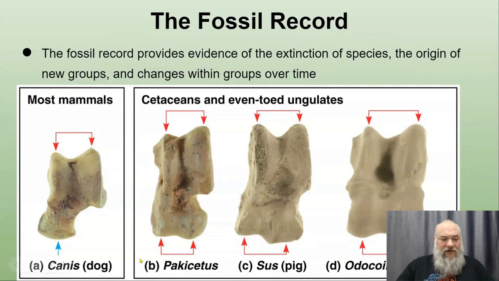For example, here we can see an ankle bone in a dog and what most mammals look like. We got two bumps up here and one down here. But in pigs and deer, or even-toed ungulates, we got two bumps on top and two bumps on the bottom. Whales, we can see the same kind of thing. So that tells us that whales are more closely related to these guys than they are to these guys.